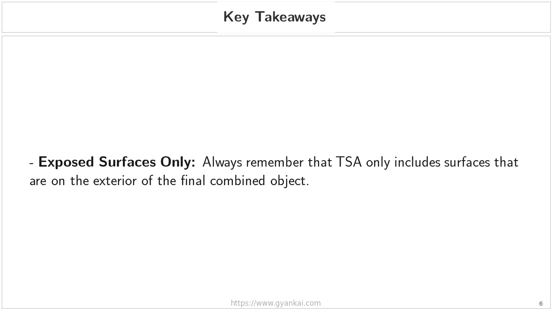Key takeaways. Now that we have worked through our paperweight example and simplified our final expression, let's pause and recap the most important key takeaways from this lesson to ensure you have a solid grasp of the concept. First, always keep the principle of exposed surfaces only in mind. When you are calculating the total surface area of a combined object, you must only account for the surfaces that are on the exterior. If a surface is tucked away inside the object where two shapes meet, it is no longer part of the total surface area.